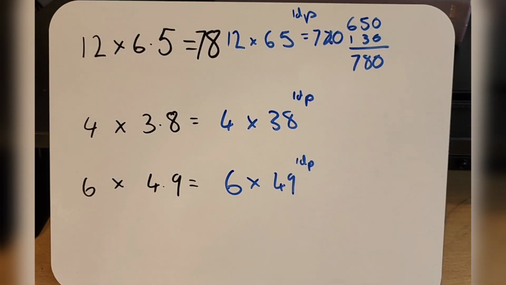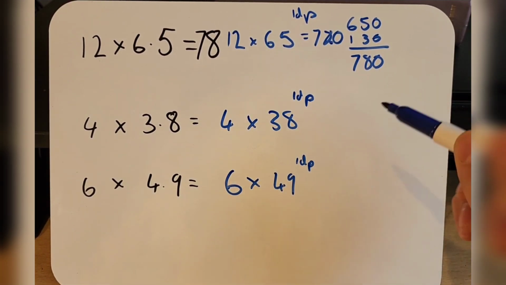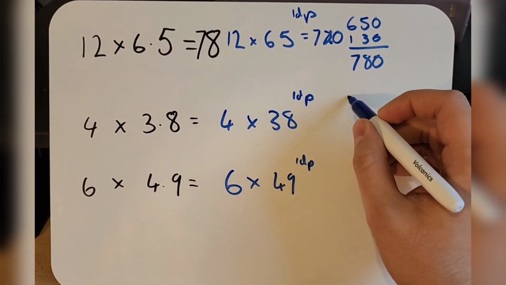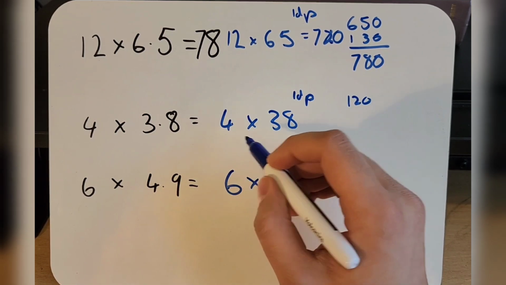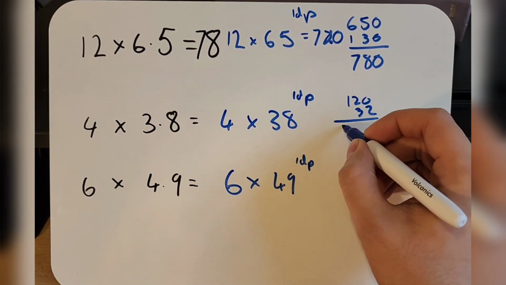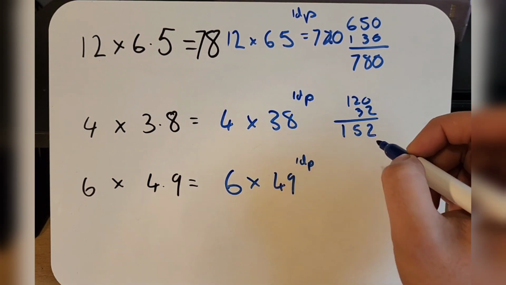I'm not going to write 0.0 because we don't write 0.0. We could write it on every single number and we just would be wasting time. Here, 4 times 30 would give me 120. 4 times 8 would give me 32. Altogether, 152.